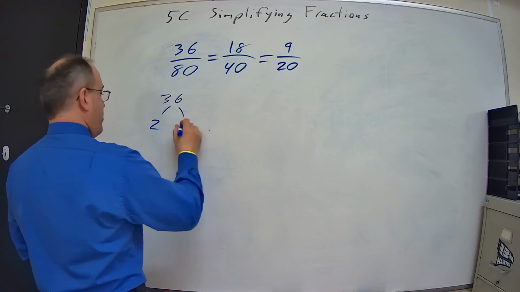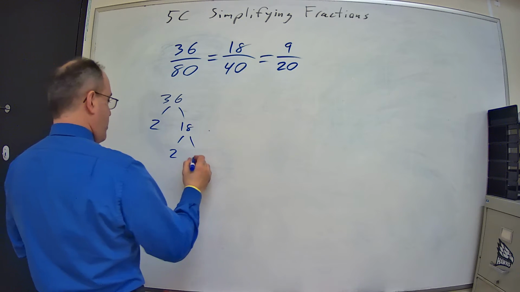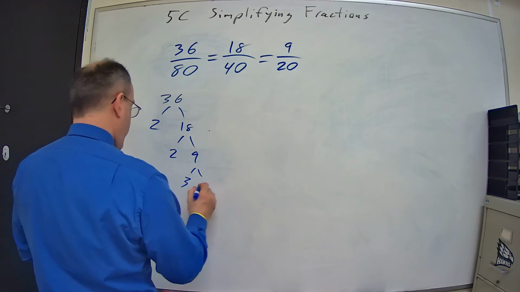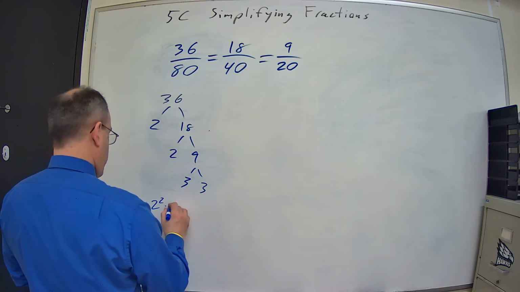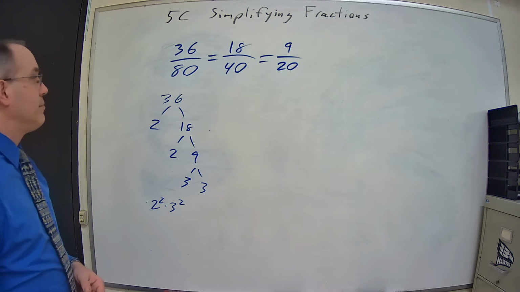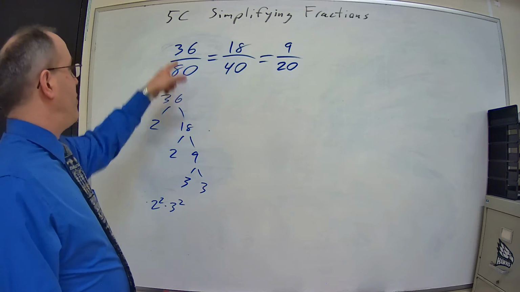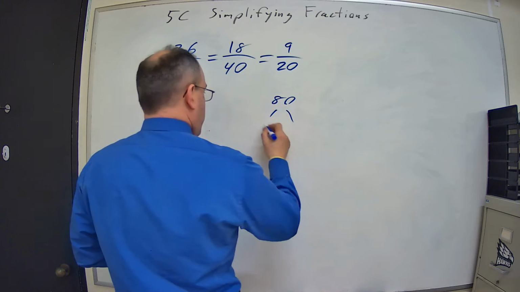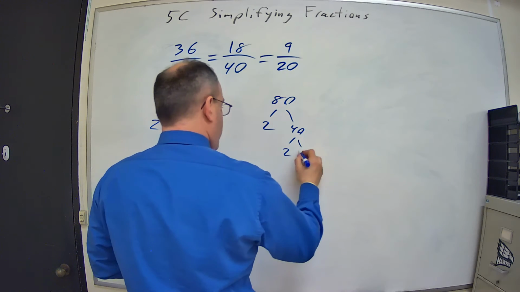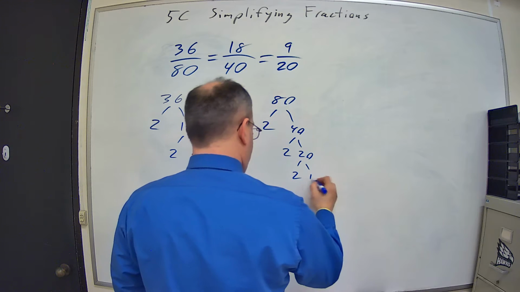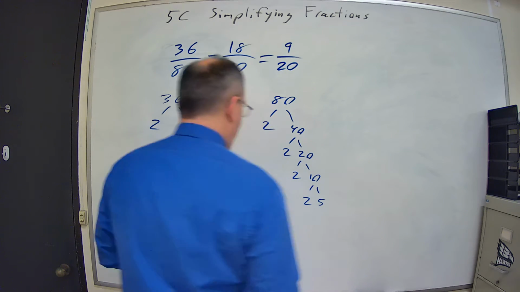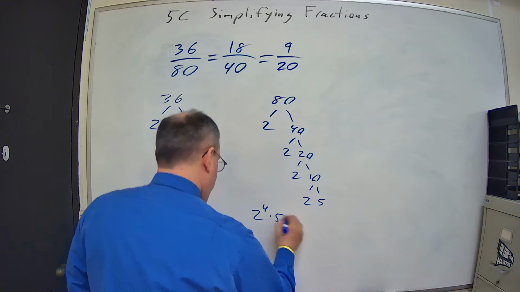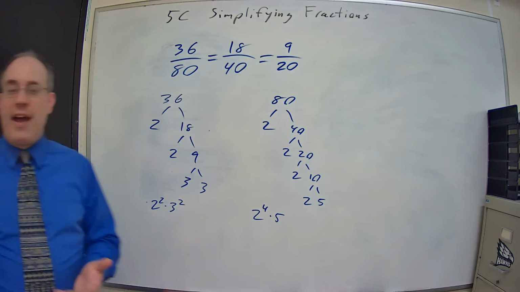36, and we divide by 2 gives us 18. If we divide that by 2, we get 9. If we divide that, well, that's not divisible by 2, but it is divisible by 3, and that gives us 3, and we end up with 2 squared times 3 squared. Well, that's 36. What about 80? 80, well, if we divide it by 2, we get 40. If we divide that by 2, we get 20. If we divide that by 2, we get 10. If we divide that by 2, we get 5, giving us 2 to the 1, 2, 3, 4, 2 to the 4th times 5. So I've got my prime factorization.